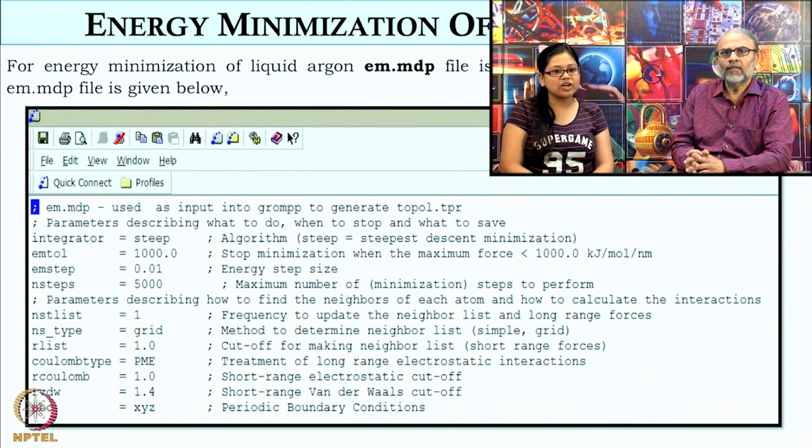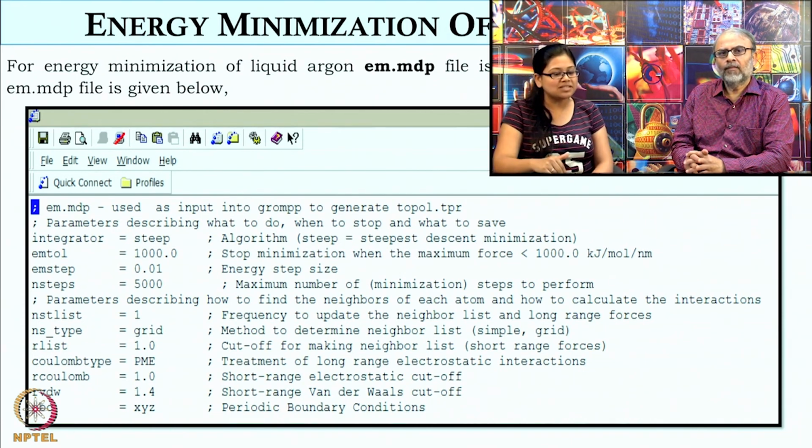R Coulomb is the cutoff for short range electrostatics, that is 1 nanometer. Then RVDW is the van der Waals cutoff, which is 1.4 nanometer. And all these cutoffs, that is R list, R Coulomb and RVDW, should be less than or equal to half of the box length. Either less than the box length or equal to the box length. It cannot be more than the box length.